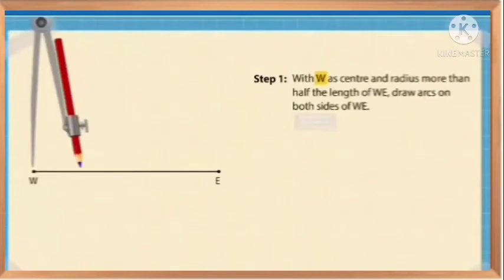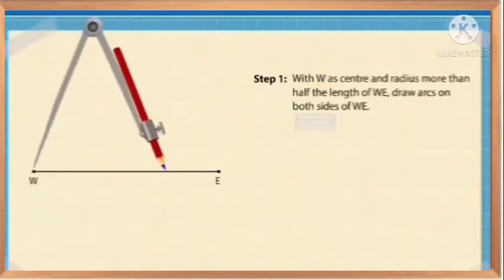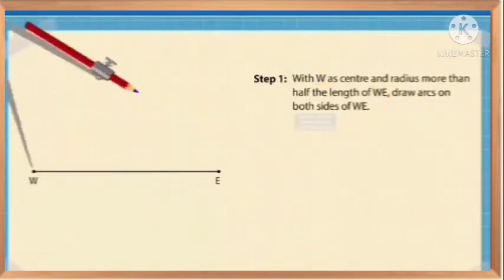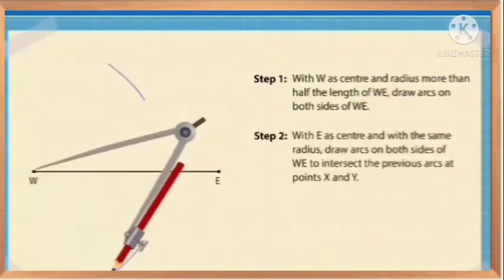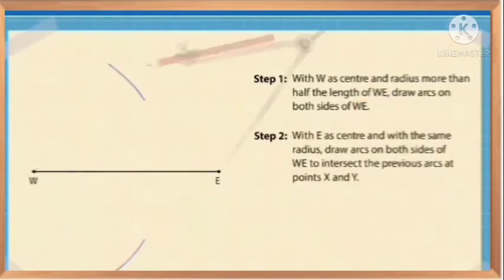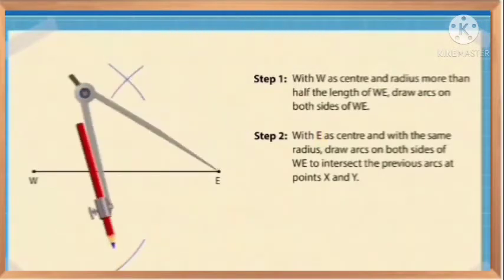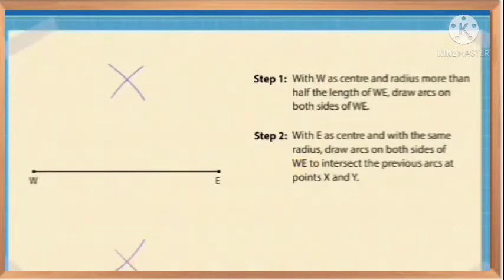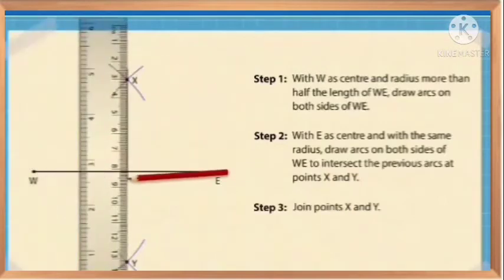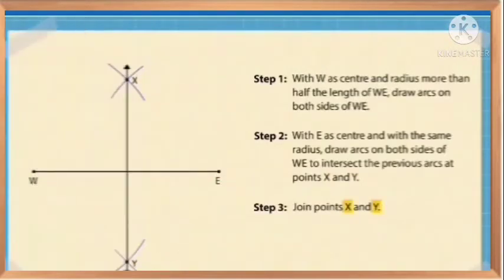Taking W as center and radius more than half the length of WE, draw arcs on both sides of WE. Keeping the radius same but taking E as center, again draw arcs on both sides of WE to intersect the previous arcs at points X and Y. Now, join points X and Y. XY intersects WE at point O.